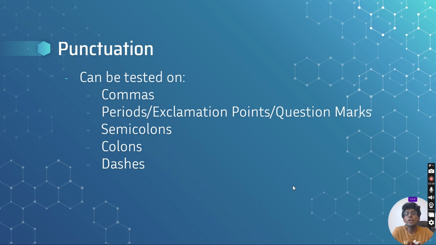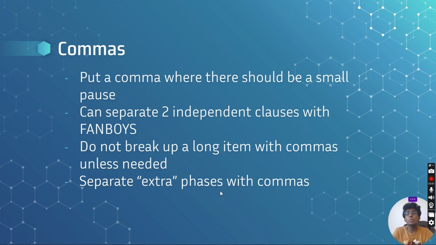All right, then we go on to punctuation. There are different types of punctuation that can be tested on the ACT English exam. These include commas, periods, exclamation points, question marks, semicolons, colons, and dashes. So let's start with commas. You should ideally put commas where there should be a small pause. It should be natural, so you don't want to break up long items with commas unless you absolutely need to.